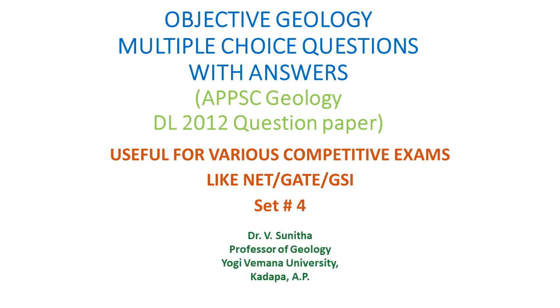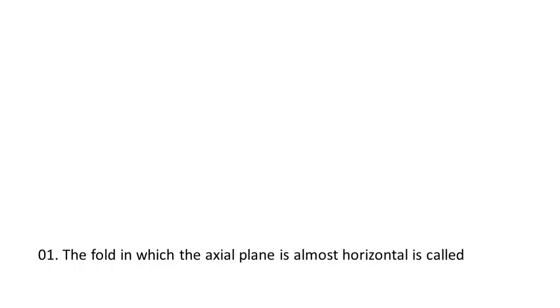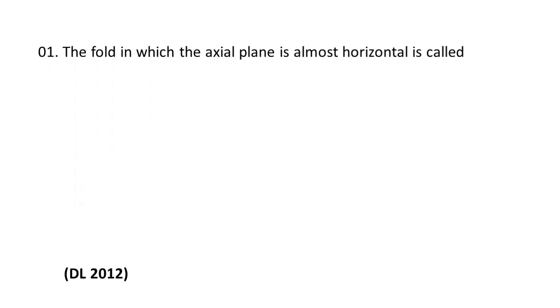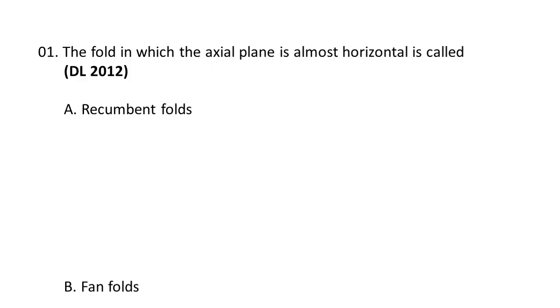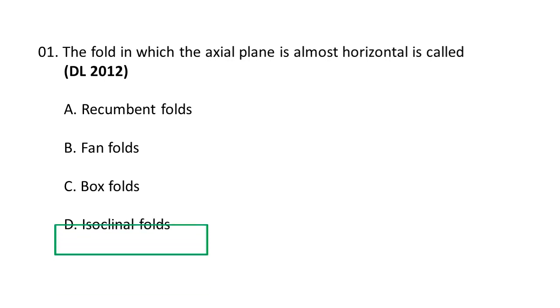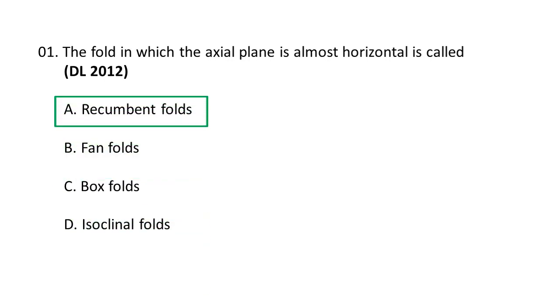Welcome to set 4. First question. The fold in which the axial plane is almost horizontal is called. The choices given are A. Recumbent fold, B. Fan folds, C. Box folds and D. Isoclinal folds. The correct option is A. Recumbent folds. A fold with axial plane which is almost horizontal is called a recumbent fold. So A. Recumbent fold is the correct option.